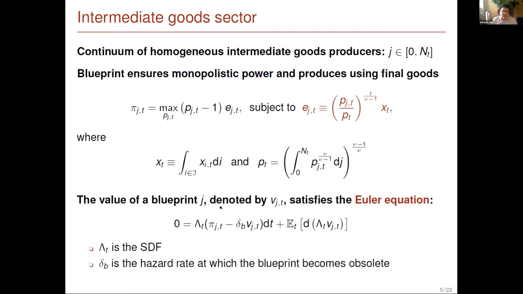And the value of this monopoly is captured by the blueprint owned by this intermediate goods firm. So let's call this V_jt, which is the marginal value of the blueprint. So the blueprint actually has a claim to all the profits generated by this intermediate goods firm. So we can satisfy this Euler equation. And this lambda_t is the endogenous SDF generated in this model.